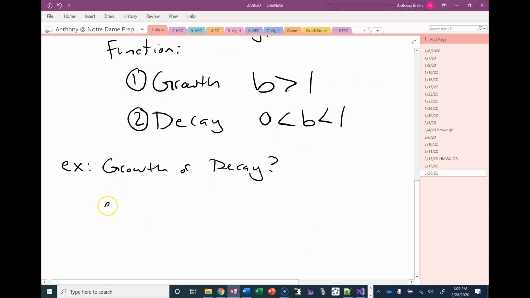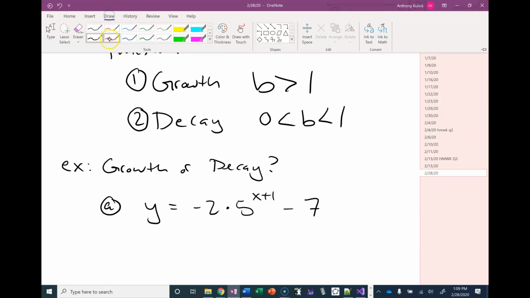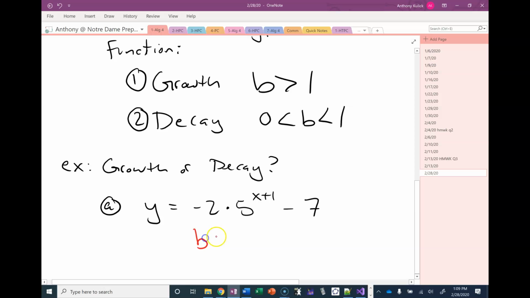Okay, so let's look at a couple of examples here. I'm going to write an exponential function, and I'd like you to help me determine whether the function is growth or decay. Good. So what's the value for b in this case? 5. And since 5 is greater than 1, this is growth. Everybody okay with that idea?